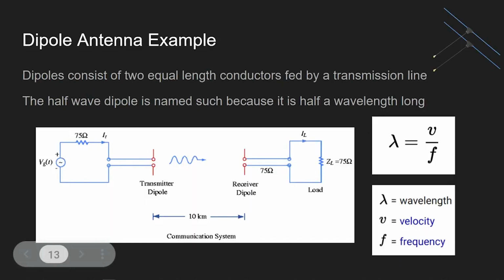Dipole antennas, shown on the right side, consist of two equal length conductors fed by a transmission line. The half-wave dipole is one of the most common ones, and it is named such because it is half wavelength long. The wavelength for a certain frequency is calculated by the formula on the right. It is equal to the velocity, which in this case will be speed of light, divided by desired frequency. Dipoles have an omnidirectional radiation pattern, and their communication could be described by the diagram shown on this slide.